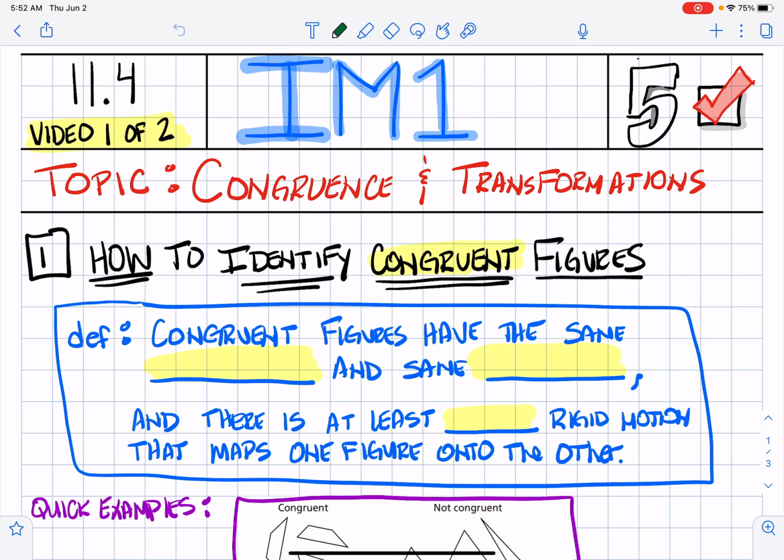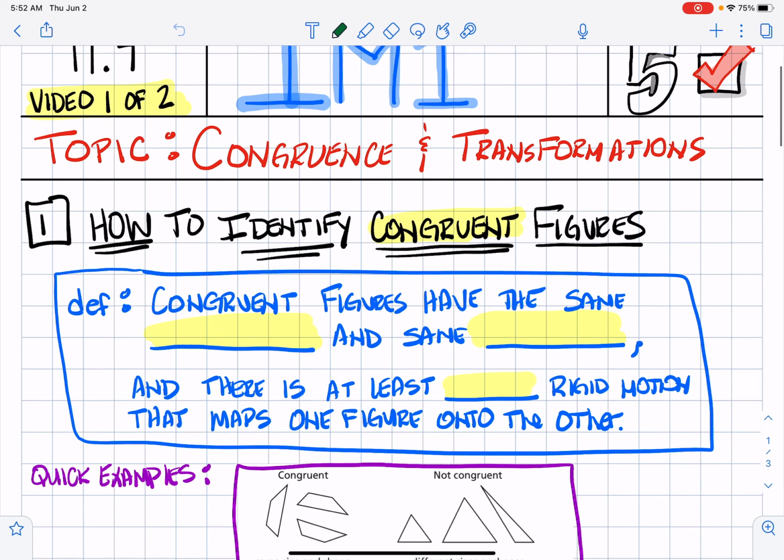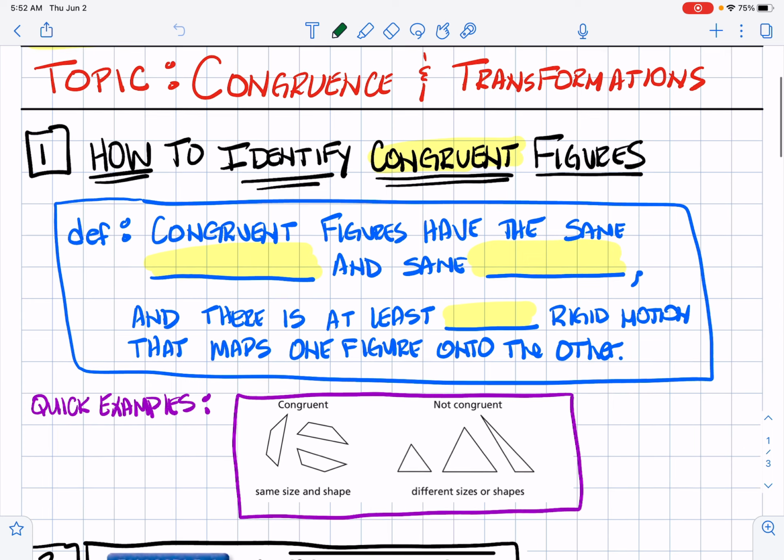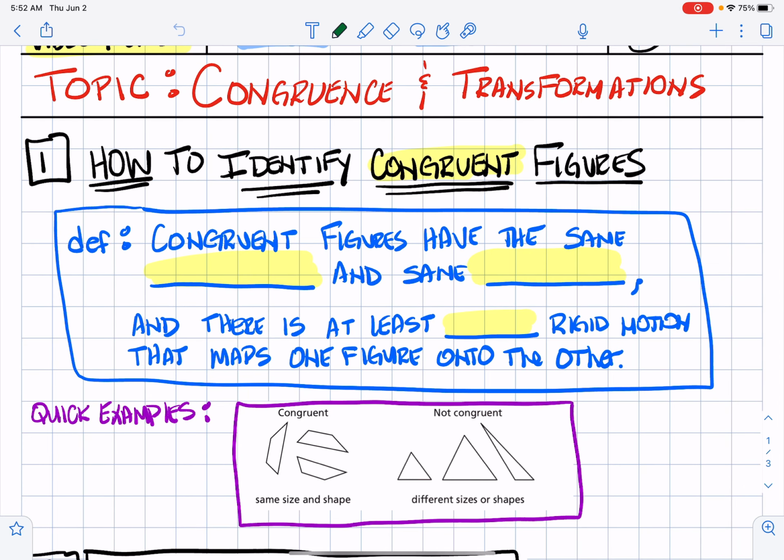Welcome to IM1's 11.4, video number 1 of 2, and the topic here is congruent transformations, and we have 5 boxes to discuss for this video here.